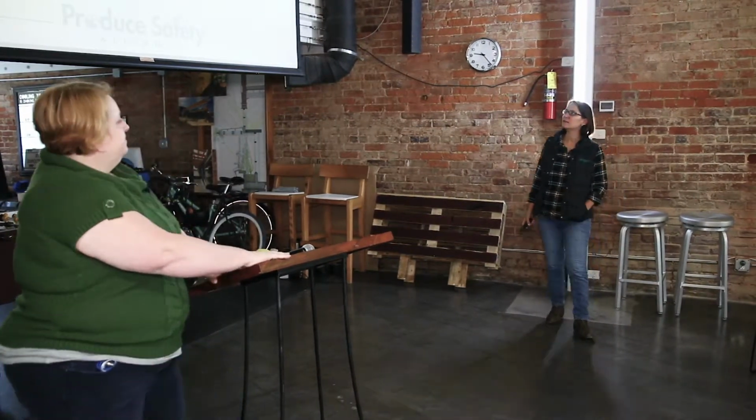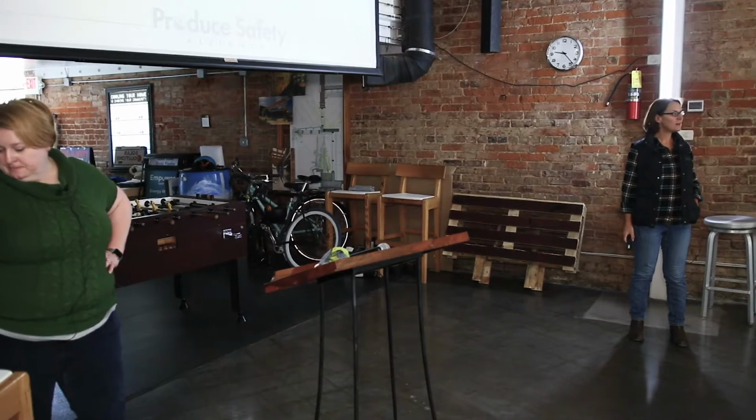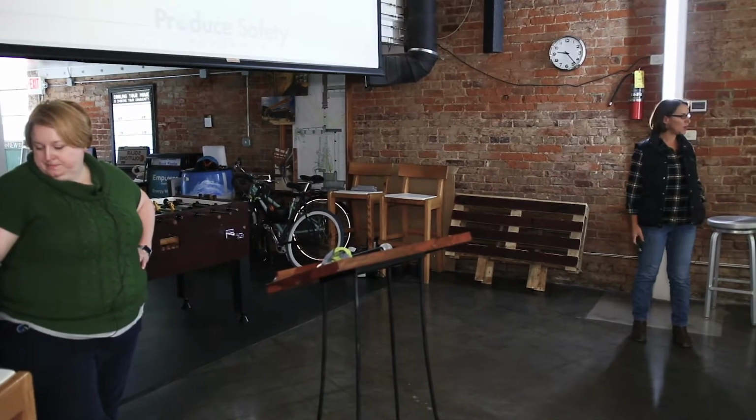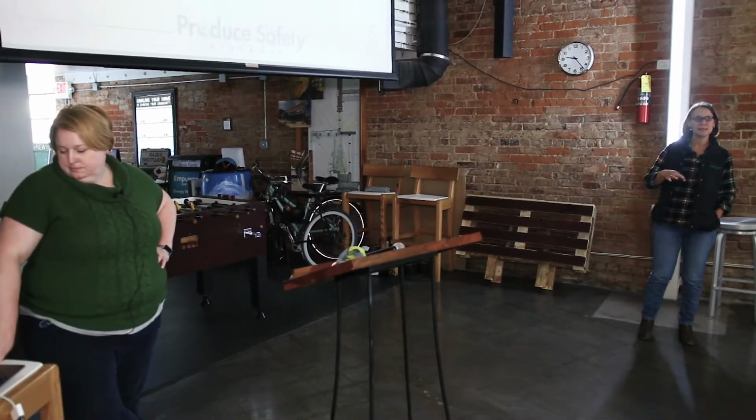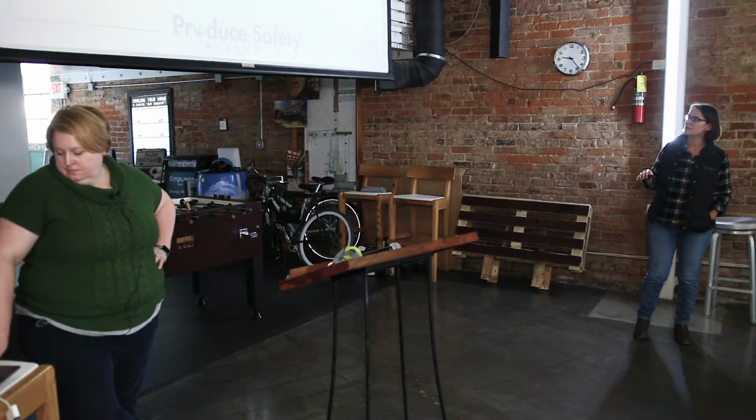All right, so handling recommendations. You want to designate specific tools and equipment for handling your soil amendments. You might put a certain color of tape around the label so you know those are just the tools you're using for handling soil amendments. You want to develop SOPs, or standard operating procedures, to clean and sanitize the equipment and tools that contact your soil amendments and fresh produce.